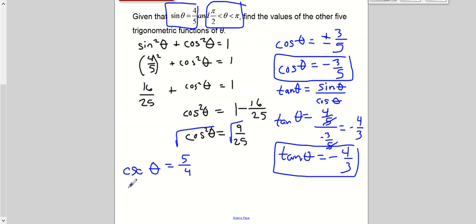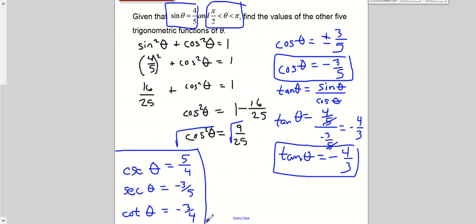Reciprocal of cosine is secant, -3/5. And the reciprocal of tangent, cotangent, and there's our other 3 functions. Great, and that was example 1.